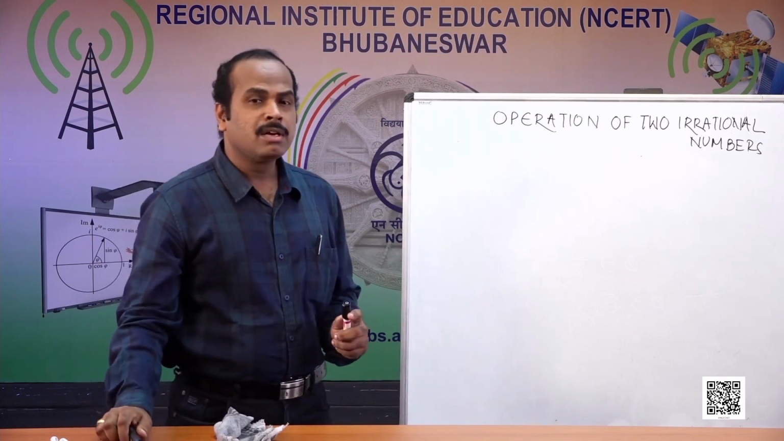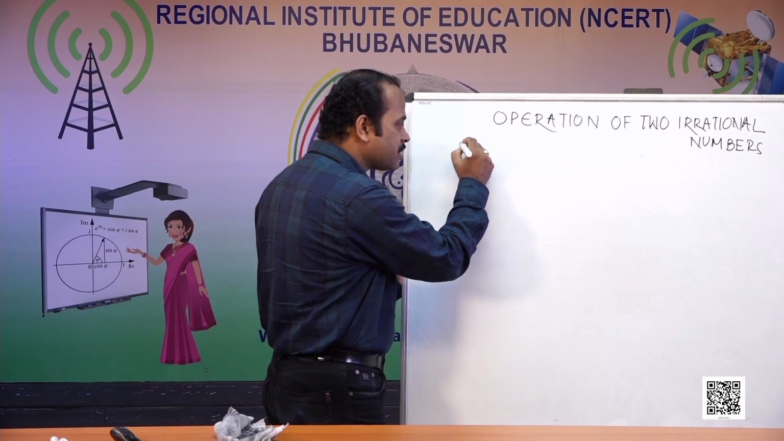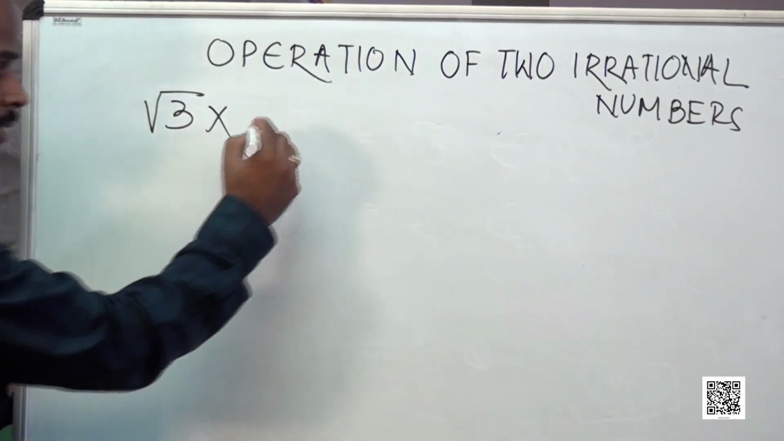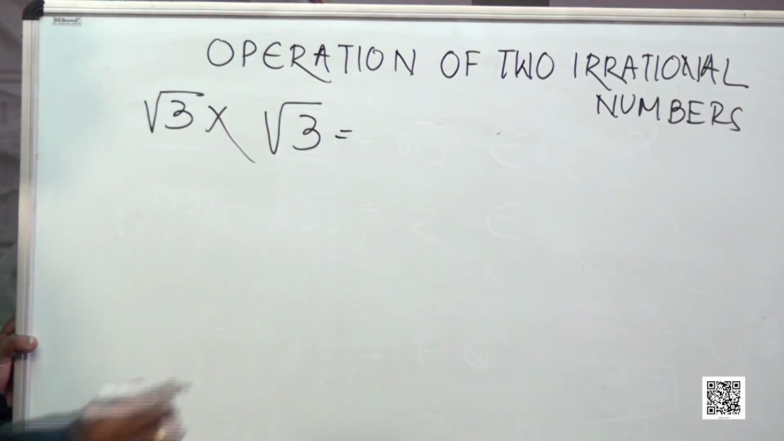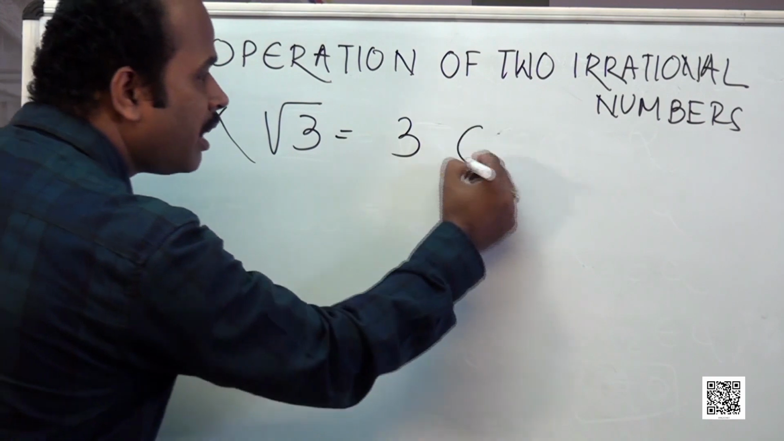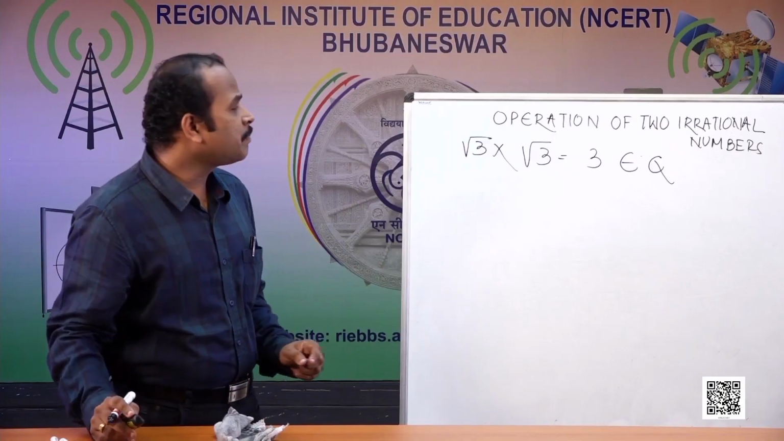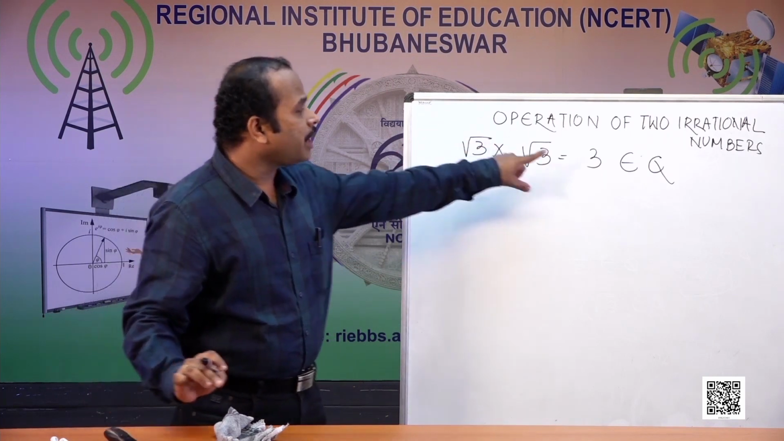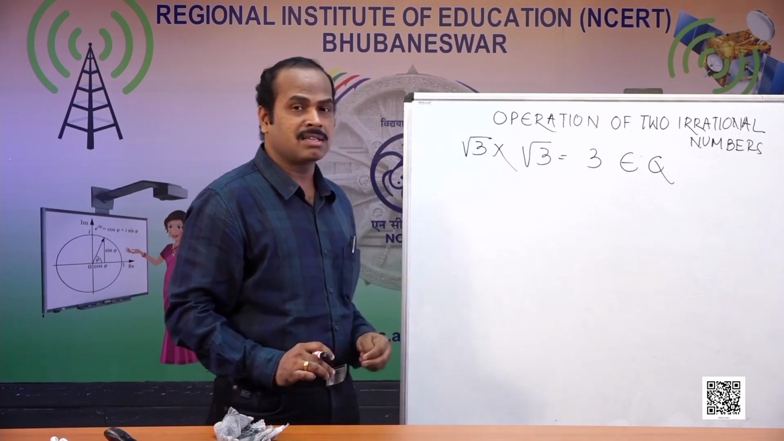When you multiply two irrational numbers, suppose I take root 3 and multiply it with another irrational number, let us take again root 3. So root 3 into root 3, I got 3. 3 is a rational number. Got it or not? So when I multiply root 3 into root 3, I got 3, which is a rational number.